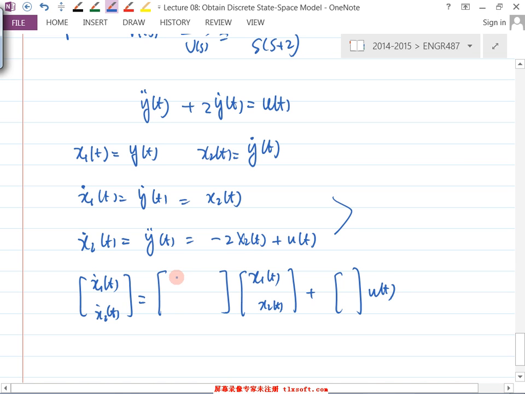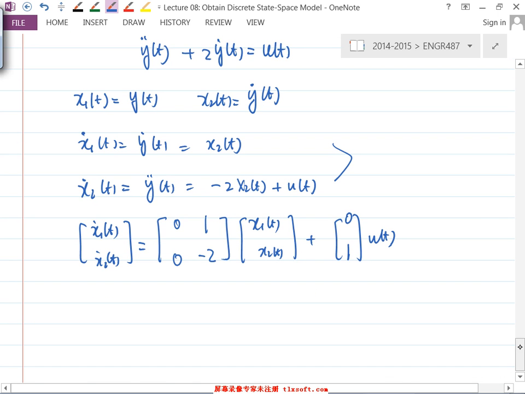So what is the matrix that is here? First equation, 0 and 1. Second equation, 0 and negative 2. 0, 1. That's the continuous state space model. In other words, this is my F, this is the G, right? According to my previous notation. So this is basically one example that answers your question, Blake.